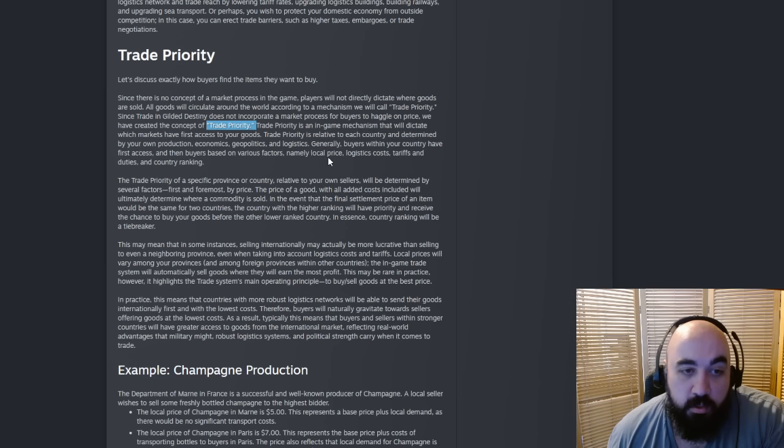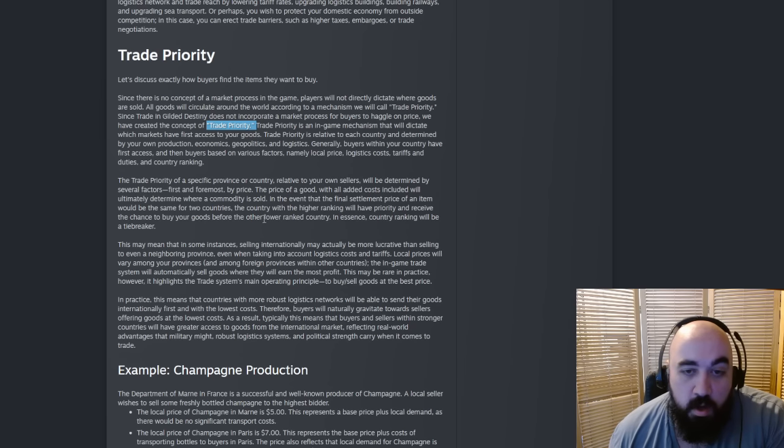Generally, buyers within your countries have first access, which makes sense, and then buyers based on various factors, namely local prices, logistics, tariffs and duties, and country ranking. Trade priority of a specific province or country relative to your own sellers will be determined by several factors. First and foremost, by price.